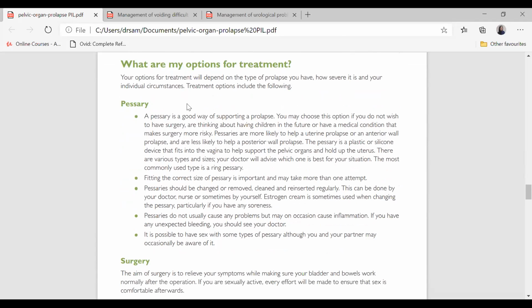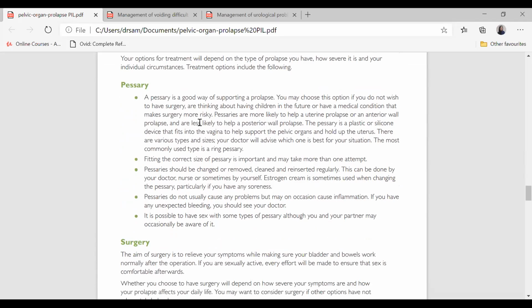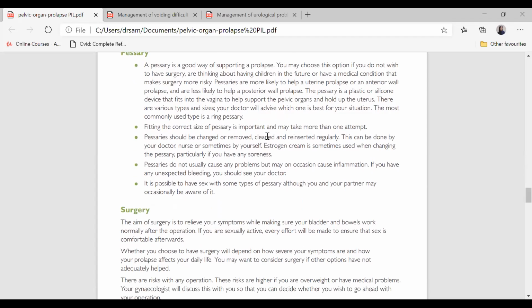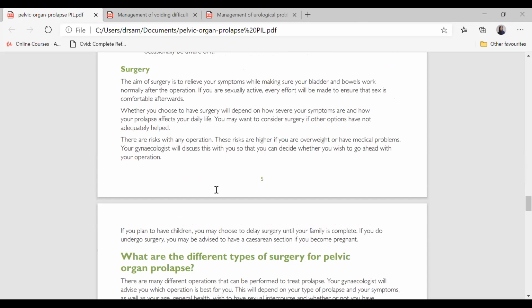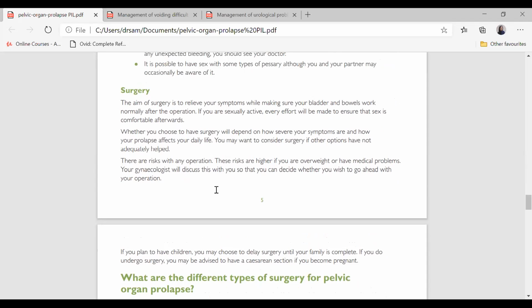What are my options for treatment? Like pessary, but if she never used a pessary, then you should be talking about pessary exactly as written here. It's very good information about pessary, although it's given everywhere, here and there in articles, but this is the one on how you should counsel a patient about pessary. Especially, estrogen cream is sometimes used when changing the pessary. How frequently should you change it? Usually it will not cause problems, but it is possible to have sex with some kinds of pessaries. And then coming to the surgery, actually, because this patient is concentrating on surgery.